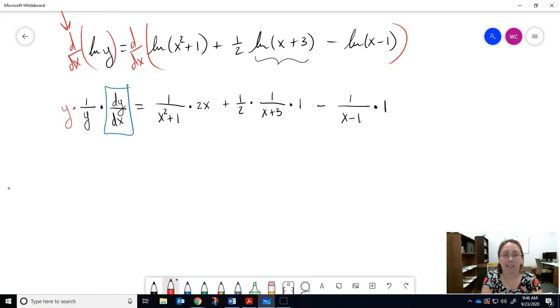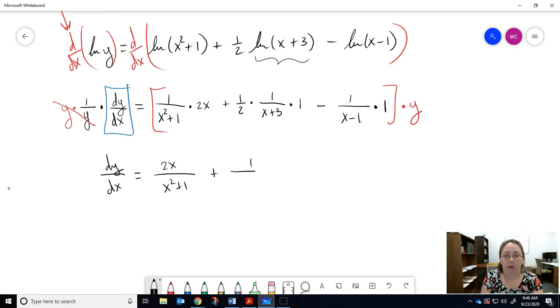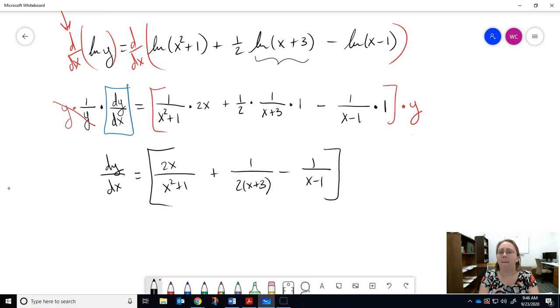Multiply by y, because it's in the denominator, to cancel it, and then do the same thing to the other side, the entire side. Okay? So dy/dx is equal to, let's clean this up, 2x over x squared plus 1, plus 1 over 2 times x plus 3, minus 1 over x minus 1. All of this multiplied by y. But what is y?